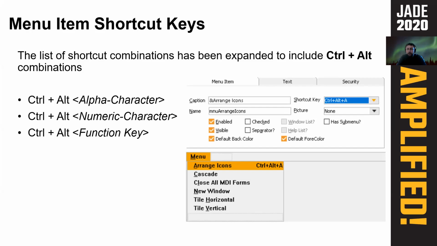As mentioned in an earlier slide, we now have Control-Alt shortcut keys. Now Painter's menu design form also makes use of these new key combinations, and the shortcut key list box has been expanded to include them. This includes Control-Alt-L for character, numeral, and function keys.